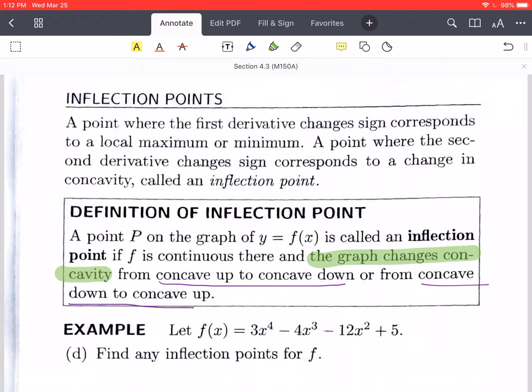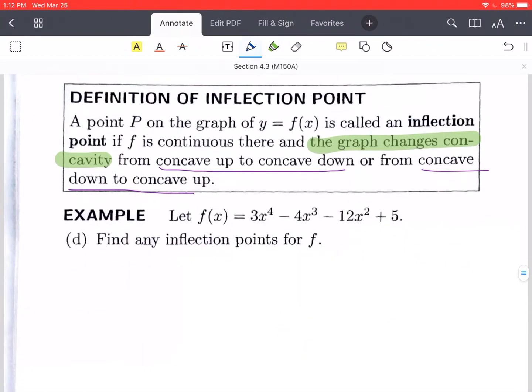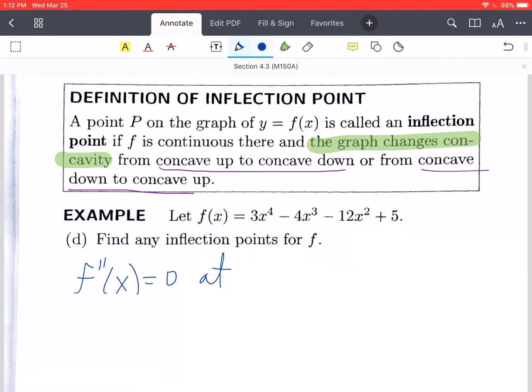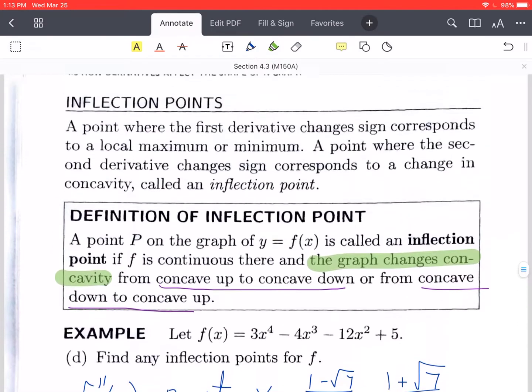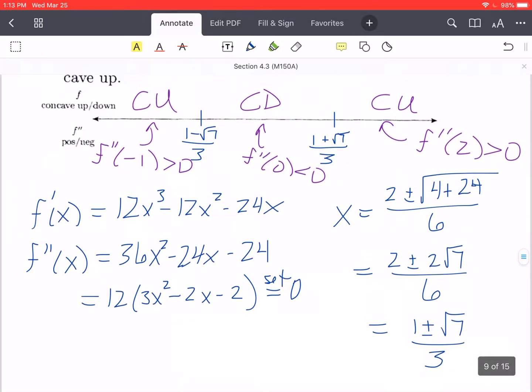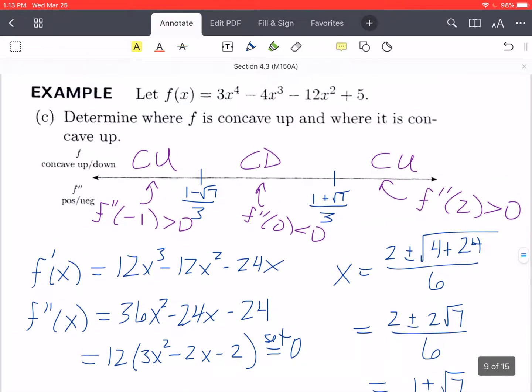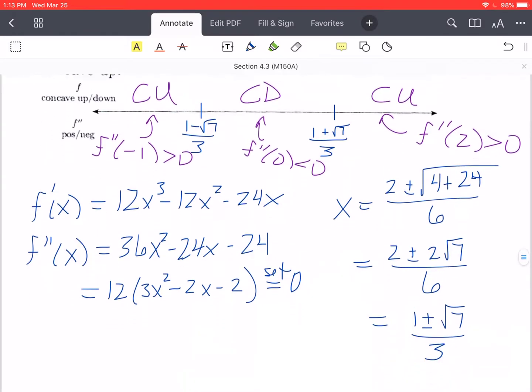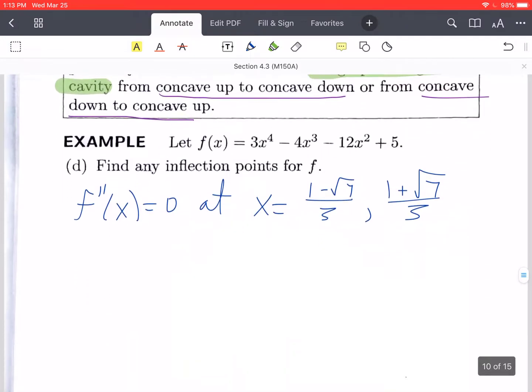or vice versa. So in our previous example, we found that f double prime of x equals 0 at x equals 1 minus root 7 over 3 and 1 plus root 7 over 3. And we saw on the previous page that we switched from concave up to concave down, and then concave down to concave up. So these would be inflection points.